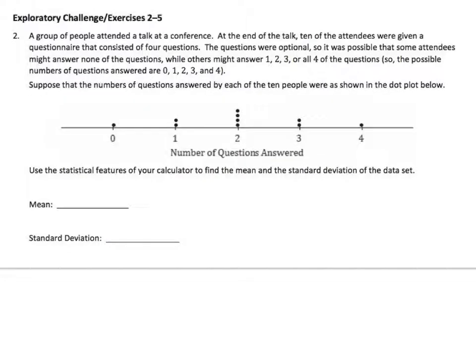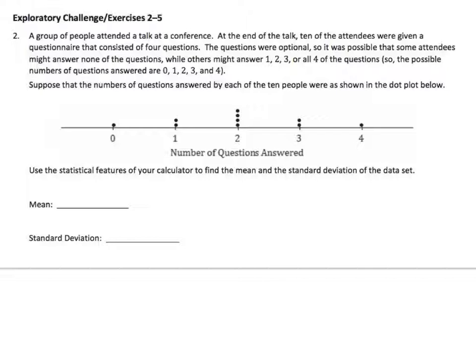All right, exploratory challenges. A group of people attended a talk at a conference. At the end of the talk, 10 of the attendees were given a questionnaire that consisted of 4 questions. The questions were optional, so it was possible that some attendees might answer none of the questions, while others might answer 1, 2, 3, or all 4 of the questions. If so, the possible numbers of questions answered are 0, 1, 2, 3, and 4. Suppose that the number of questions answered by each of the 10 people were shown in the dot plot below. Use the statistical feature on your calculator to find the mean and the standard deviation of the data set.